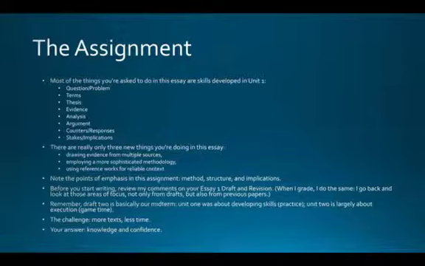Finally, just take a second to think about the assignment that you're being asked to do. Most of the things you're being asked to do in this essay are skills that we developed in Unit 1. You know how to develop a question or problem, set up terms, deliver a thesis, cover evidence with analysis, develop an argument, respond to counters, and deliver stakes and implications. So there's really 3 new things that we're doing in this essay. You're drawing evidence from multiple sources, you're employing a more sophisticated methodology, and you're using reference works for reliable context.